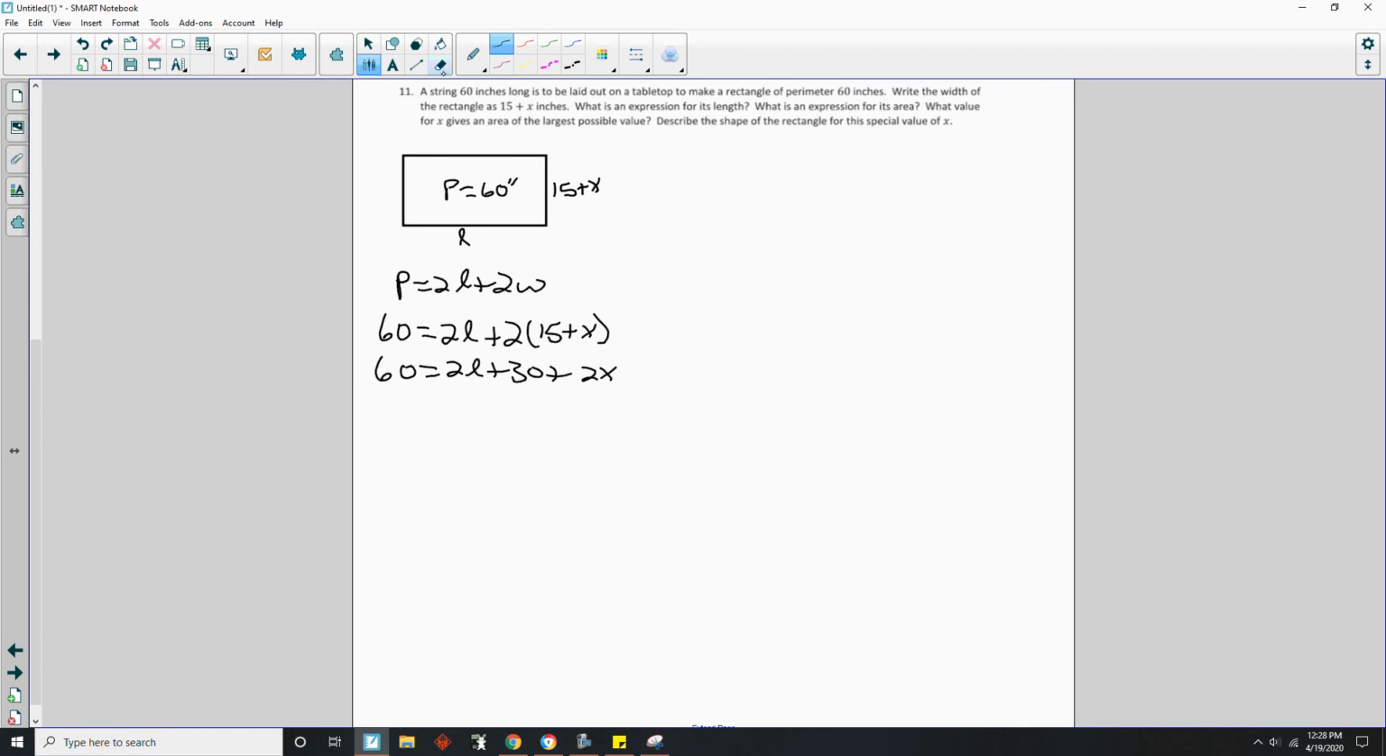Actually, let's just divide by 2 here. If I divide both sides by 2, then I'd get 30 equals, because there's a 2 factor here and a 2 factor over here, 30 equals L plus 15 plus x. That cleans it up quicker. So subtract 15 plus x from both sides. And that is going to give me 30 minus 15, which is 15 plus x equals L.